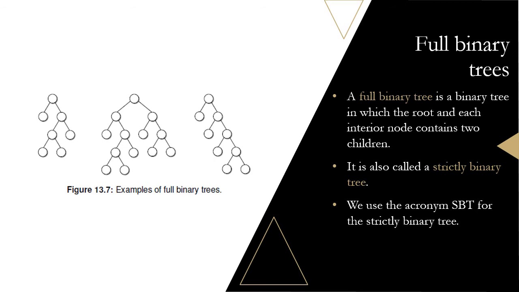In this tree, a node can have two children, a node can have zero children, but it cannot have one child. So I show you three examples of full binary trees or strictly binary trees. And you see that here the leaves are obviously those nodes which have zero children, and all the other nodes in these trees contain exactly two children.